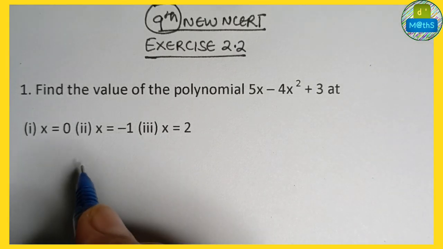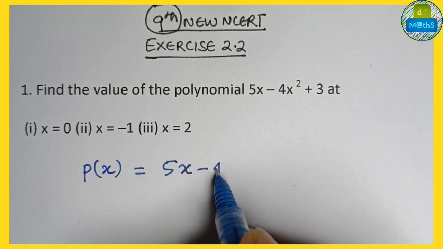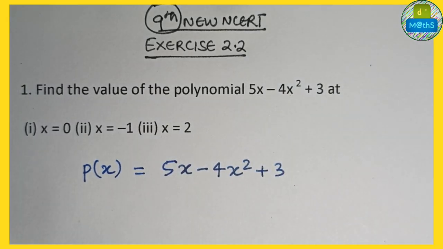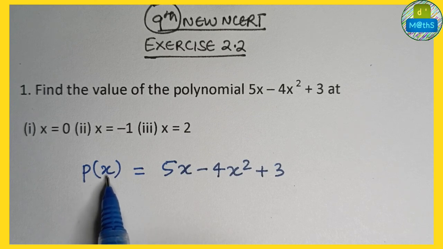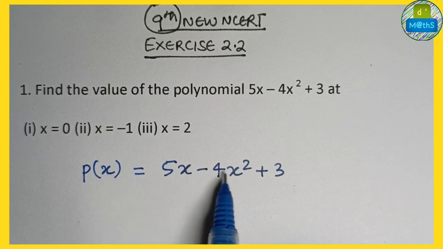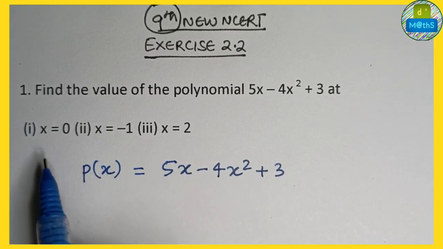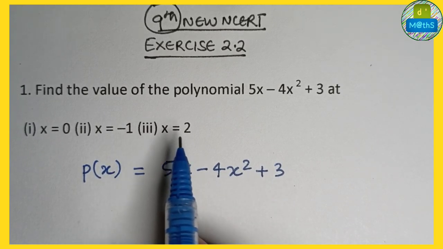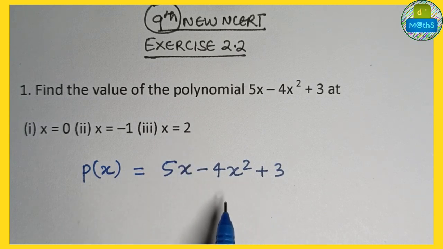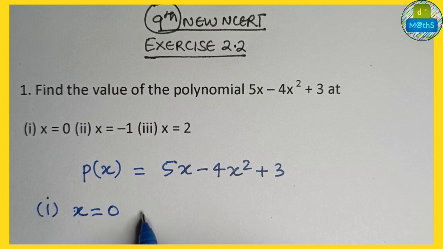So you can write it as polynomial p of x equals 5x minus 4x square plus 3. Okay, you can write like this. So here friends, you should think of p(x) as just like a machine gun. When you put anything at the place of variable x, the values will come out. So when you put x equals 1, there will be some value. When you put x equals minus 1, then some other value will come out after simplification. And when you put x equals 2, some value will come out after simplification. So let's begin.